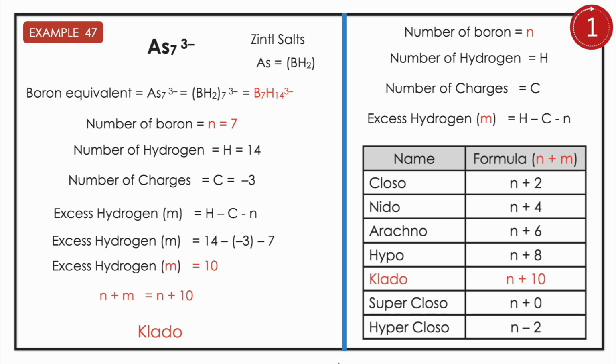If you substitute the values, 14 minus minus 3 minus 7. If you solve it, you have M equals 10. M equals 10 means it is N plus 10 system. According to the table, the compound has clado structure. So using the Wade's rule, the structure of the Zintl salt As7 3 minus is clado structure.